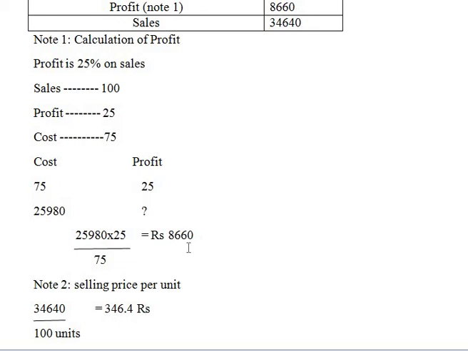Now what they have asked us is to find out the selling price per unit. So sales we know, that is 34,640, divided by the 100 units they have given us. So for per unit, the selling price is how much? 346.4 rupees. Understanding? Hope this problem is clear to you all.